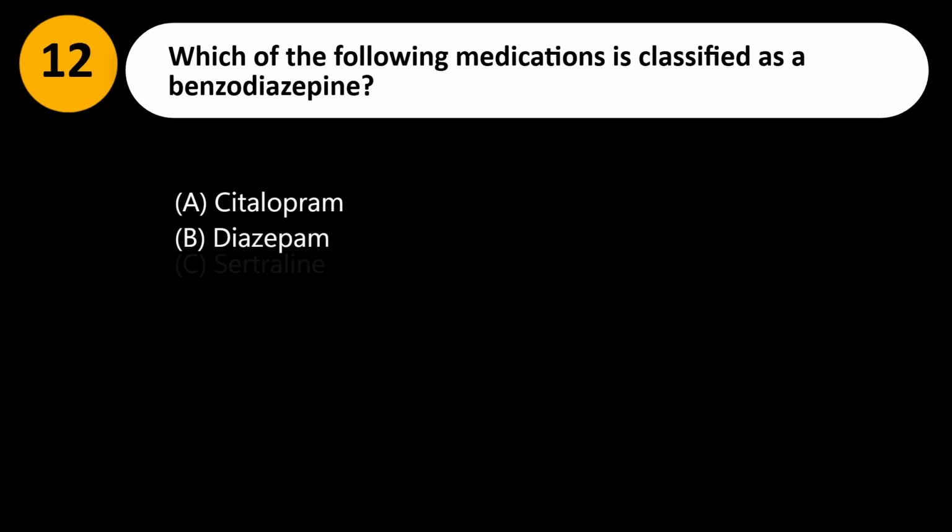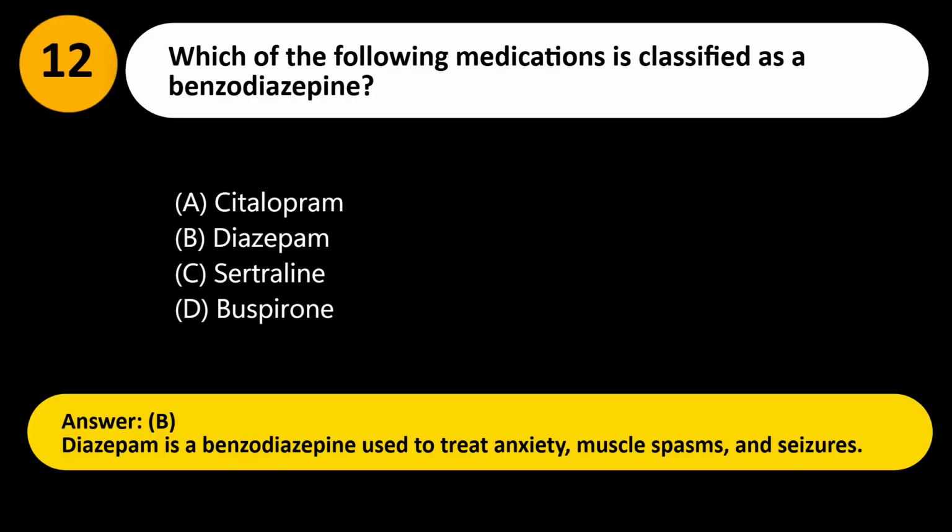Which of the following medications is classified as a benzodiazepine? A. Citalopram. B. Diazepam. C. Sertraline. D. Buspirone. Answer, B. Diazepam is a benzodiazepine used to treat anxiety, muscle spasms, and seizures.